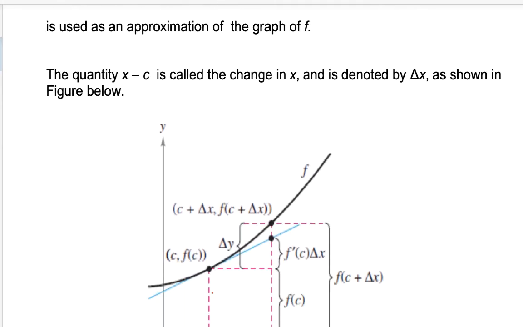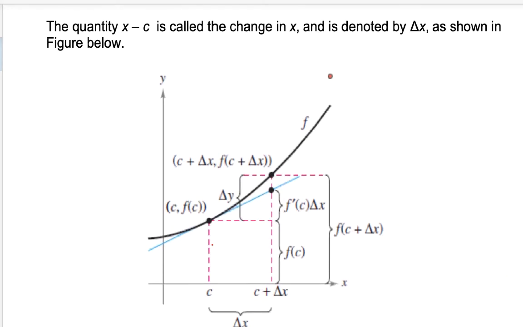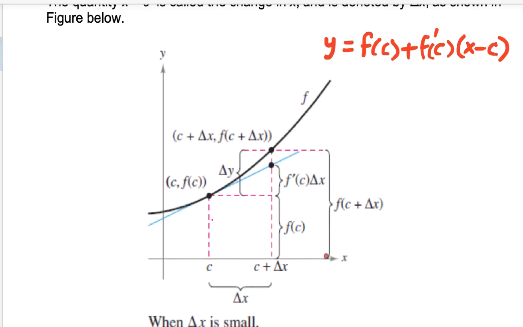Now, remember, the tangent line to the graph is given by what? y equals f of c plus f prime of c times x minus c. Now this x minus c is called the change in x. Here, this is the x minus c we are talking about, and we denote this as delta x. This is the change we're talking about, this delta x.